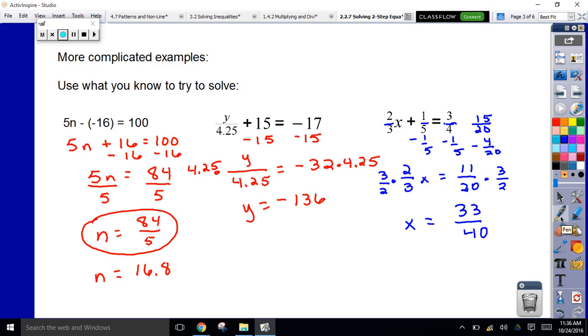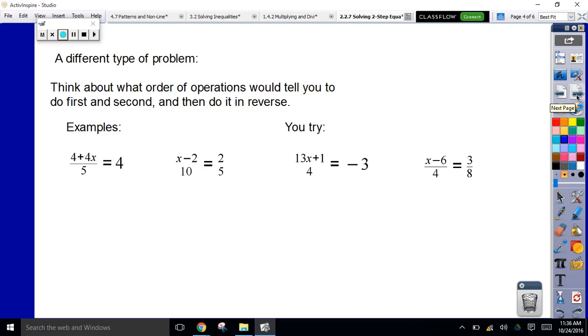Okay. Now I want you to look at the problems on the next slide, which are a completely different type of problem. So we have to think about what order of operations would tell us to do first and second, and then we have to do it in reverse. So if we were going to solve this problem, say it had a number in there. Say it was 4 plus, let's say 4x over 5. What would I do first using order of operations?